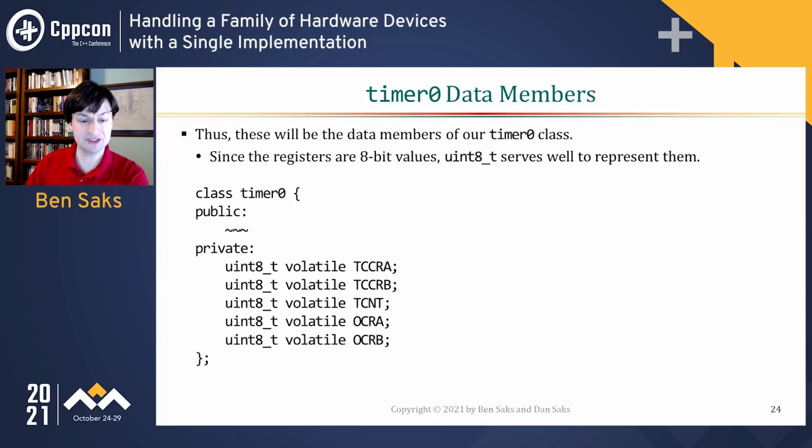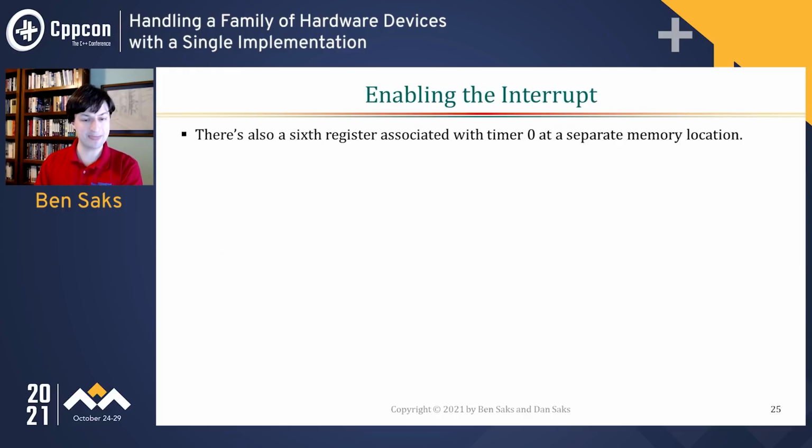So our timer 0 class is going to look something like this. It will have 5 private data members of type uint8_t volatile. So hardware registers, we want them to be volatile objects so that they're not optimized incorrectly by the compiler. They're all 8-bit values, so uint8_t should work fine to represent them.